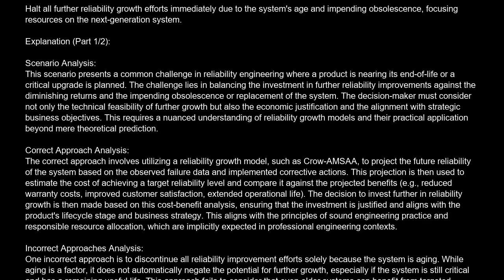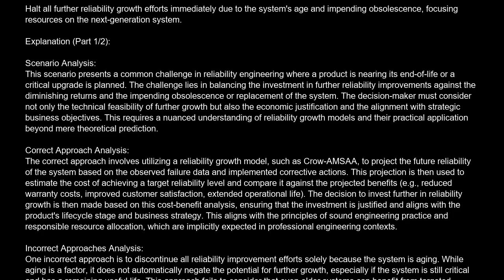The correct answer is A. Halt all further reliability growth efforts immediately due to the system's age and impending obsolescence, focusing resources on the next generation system. Explanation. Scenario analysis. This scenario presents a common challenge in reliability engineering where a product is nearing its end of life or a critical upgrade is planned. The challenge lies in balancing the investment in further reliability improvements against the diminishing returns and the impending obsolescence or replacement of the system.